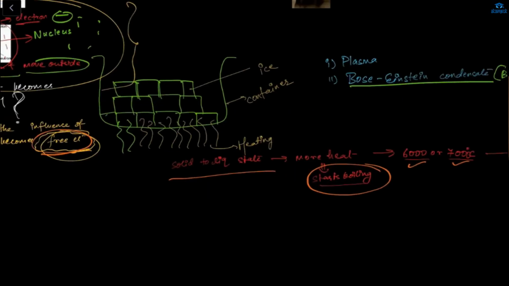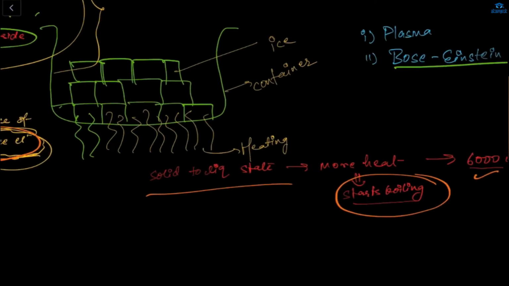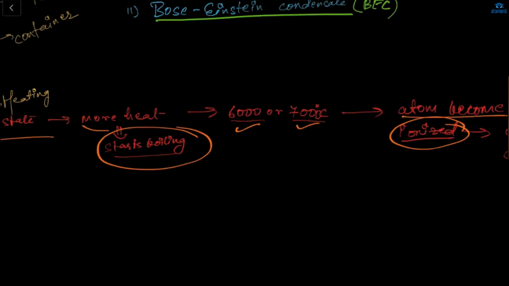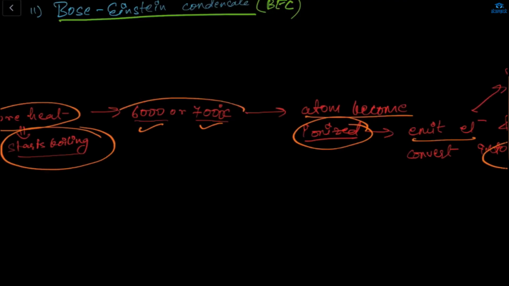Yeah, sure. So here what's happening, let's say I'm taking one beaker, one container, and here ice is there, and we are heating this container. What will happen if we heat ice? Normally the solid will turn into liquid, right? If we give more heat, then it will start boiling, right? And let's say we are giving more and more heat, up to 6,000 or 7,000 degrees Celsius.